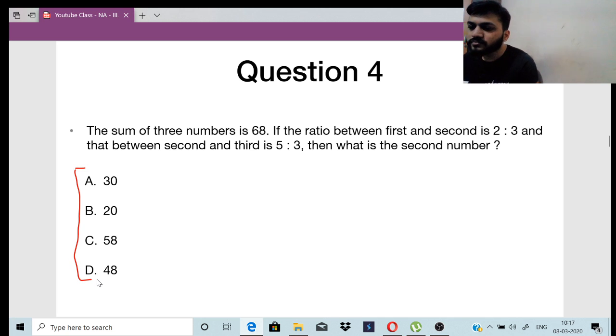Solve this. Vishnu, we have solved similar questions in the plus classes and all. So tell me the answer. Okay, Chahat has given the answer as 30.